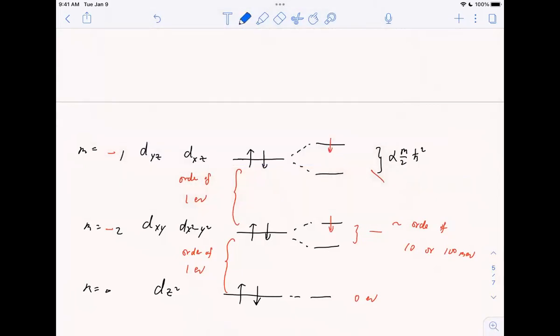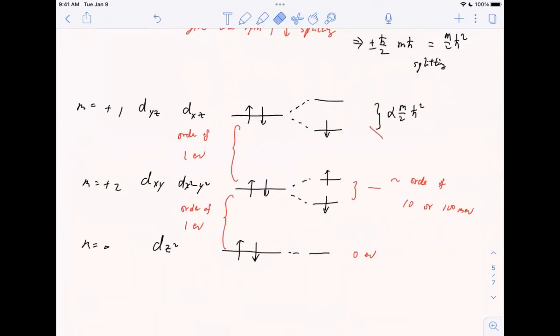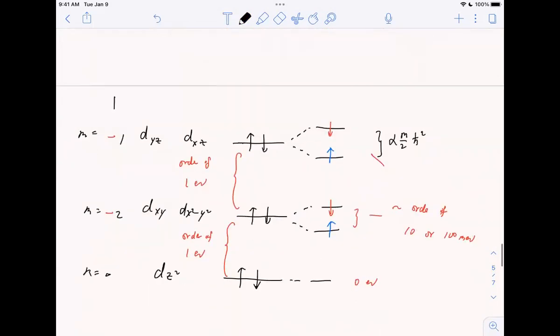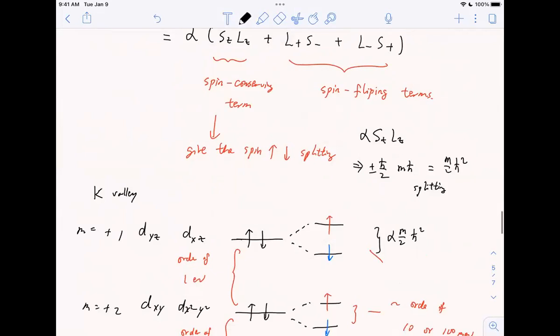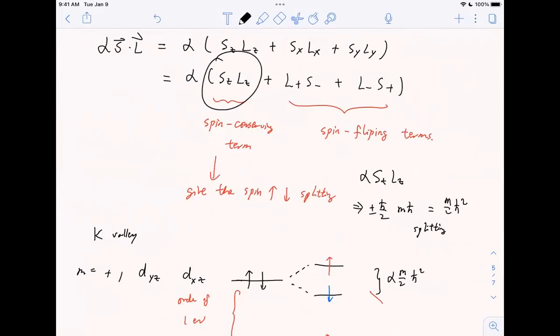And let me use a different color then. So this one, up, down, up, down. Let's say this is the K valley, this is the K prime valley. So you're going to have this splitting, spin up and down. So this is when you only consider this term, the spin conserving term.